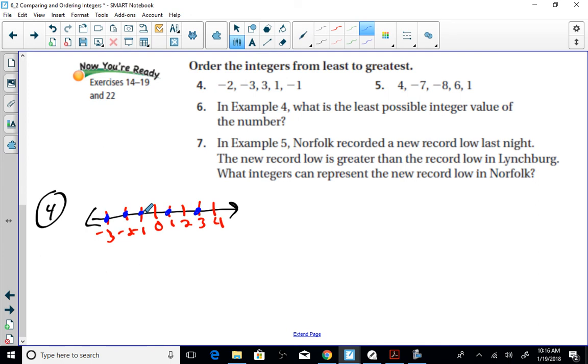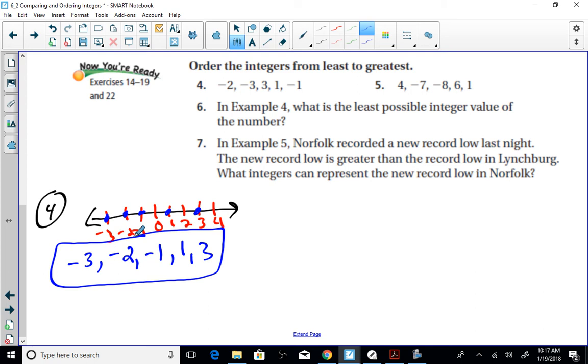So if you remember the strategy from the example problems, the first strategy is to locate each of the integers on a number line, right? So that's what I did. I located each one of these integers on my number line. And then we just list them in order from left to right. So if I'm going from least to greatest, negative 3 is the least because it's furthest left. Then we have negative 2. Then we have negative 1. We have 1. And we have 3. So that would be problem 4.